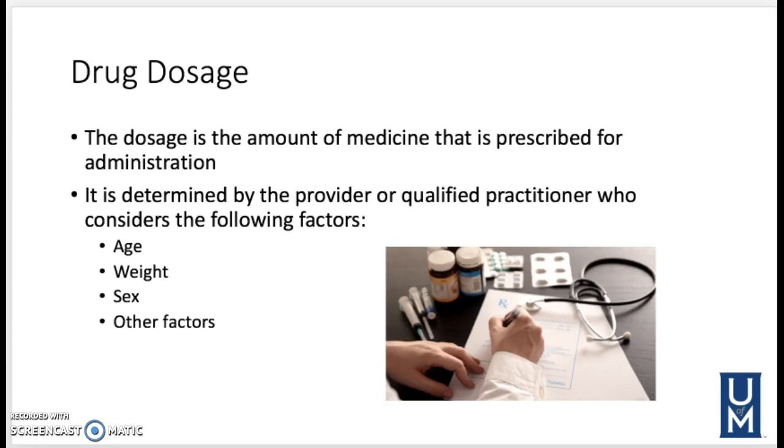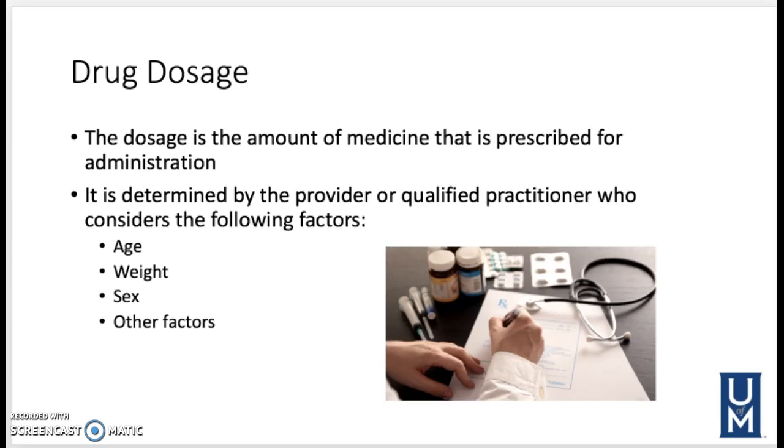Same goes for weight. The average adult dosage is based on approximately 150 pounds or 68 kilograms. People who weigh less or more than this should have the dosage based on a body surface area or kilograms of body weight. So if a patient is much smaller or much larger, the physician may adjust the dosage based on their weight.